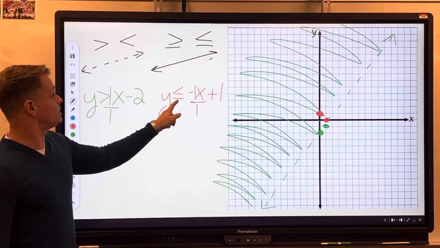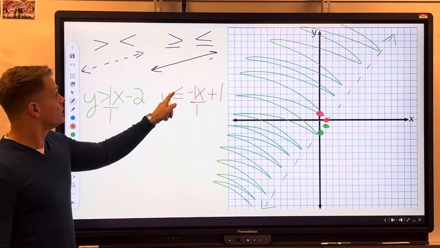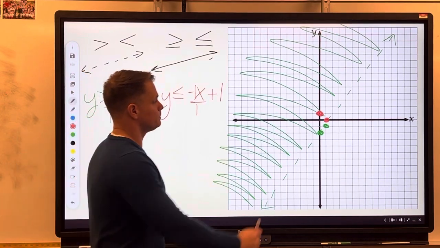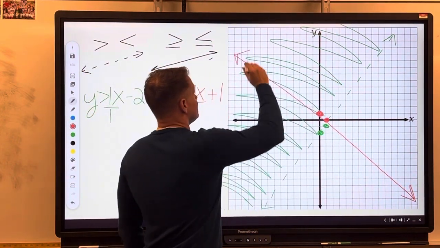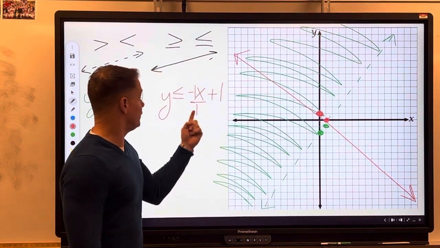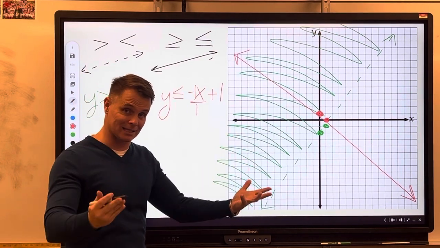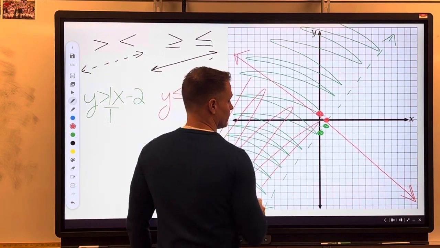Now the symbol says y is less than or equal to, so that means I'm going to draw a solid line through that one. Now, do I want to shade above or below? This will tell me right here, y is less than. Well, if it's less than, it's below. So I'm going to shade below the red line right here.